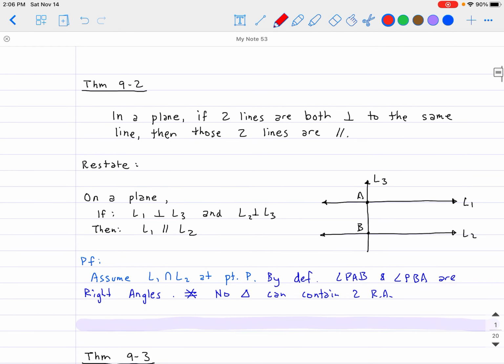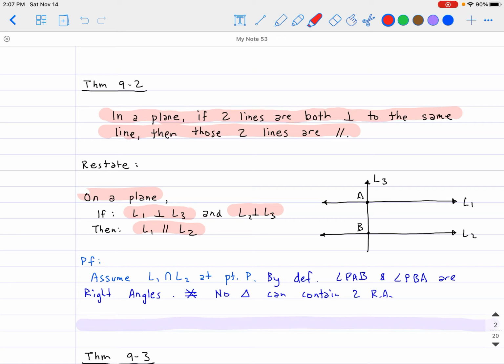Okay, theorem 9.2. This one says that if you have a plane, and two lines in that plane are both perpendicular to the same line, then the result is that those two lines are going to be parallel to each other. As a restatement, here's what it looks like. On a plane, if L1 is perpendicular to L3 and L2 is perpendicular to L3, just like it's showing in the picture on the right-hand side, then the conclusion is that L1 is parallel to L2.